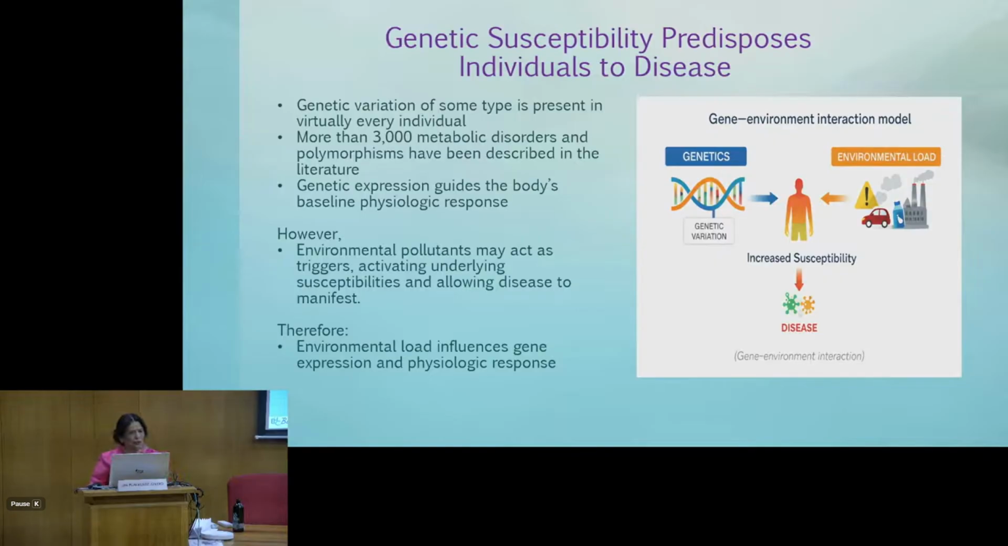So genetic expression generally guides the body's baseline physiologic response, but it doesn't determine which person is going to have a problem. It is the epigenetics, it is the environmental pollutants which act as a trigger, and it activates the underlying susceptibilities, allowing the disease to manifest. So in other words, the genetics is a sitting time bomb, but the epigenetics or the excessive amount of environmental pollutants acts as a trigger, and it pulls the trigger, and then the bomb explodes.